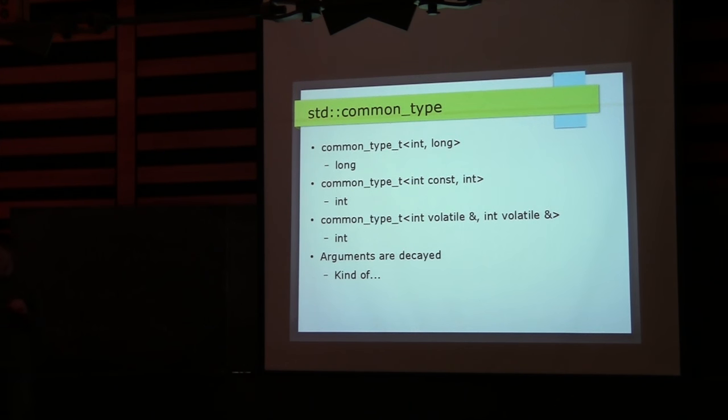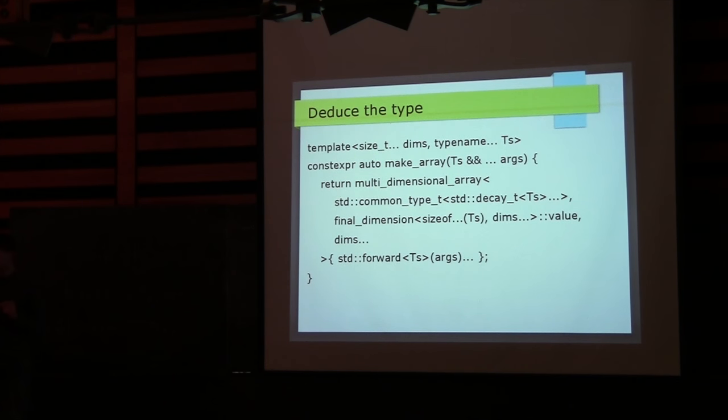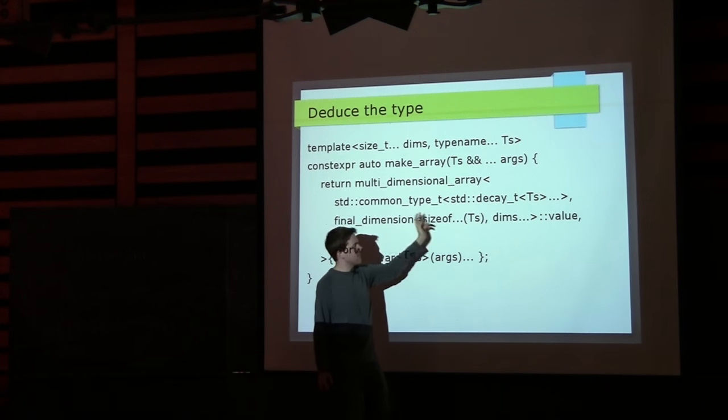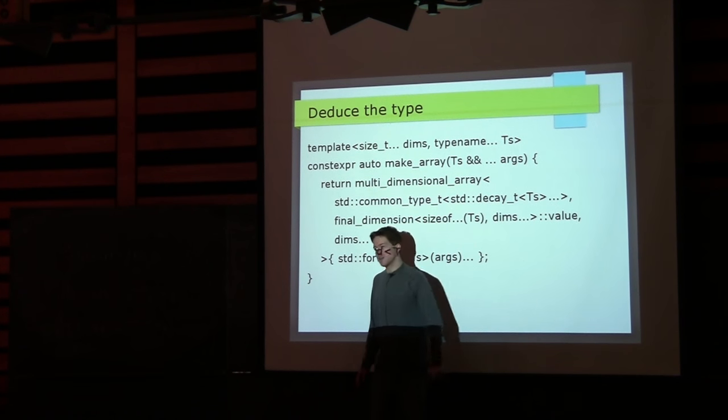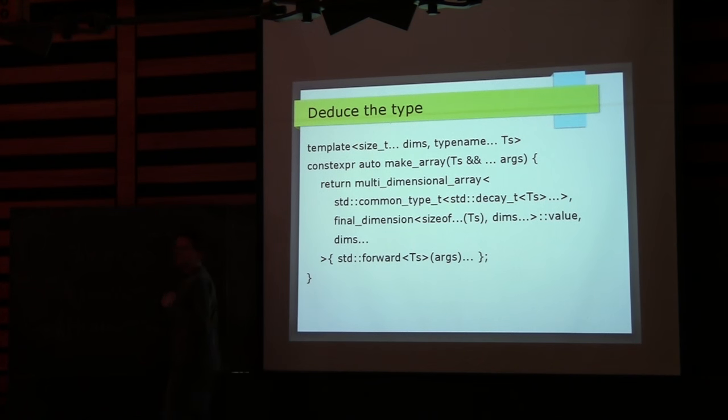Now, I say that the arguments are decayed, kind of. And I'll explain exactly what I mean by that. They actually are decayed. They do call standard decay on them, but not in the way that we might want. But I'll get to that in just a moment. So fortunately, it's fairly easy to turn our makeArray function into one that can deduce the type for us. Instead of having someone specify t, we say the common type of all of the arguments that we called decay on is going to be the type of our array.